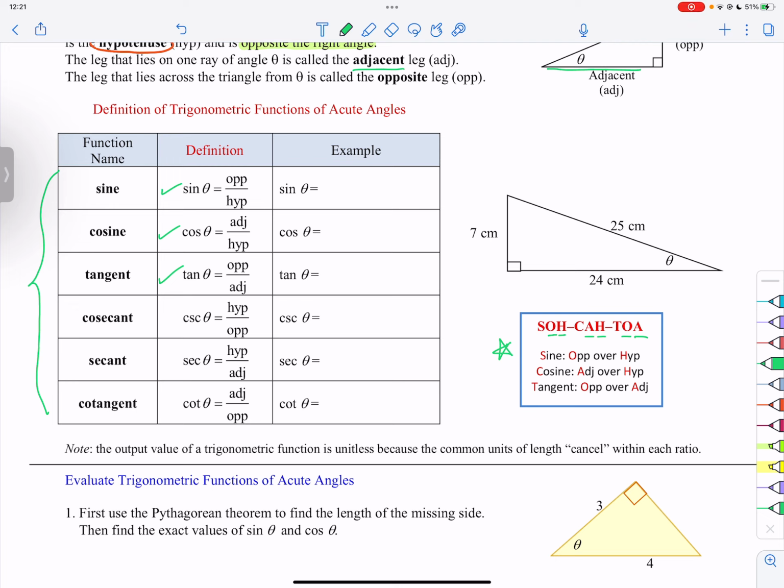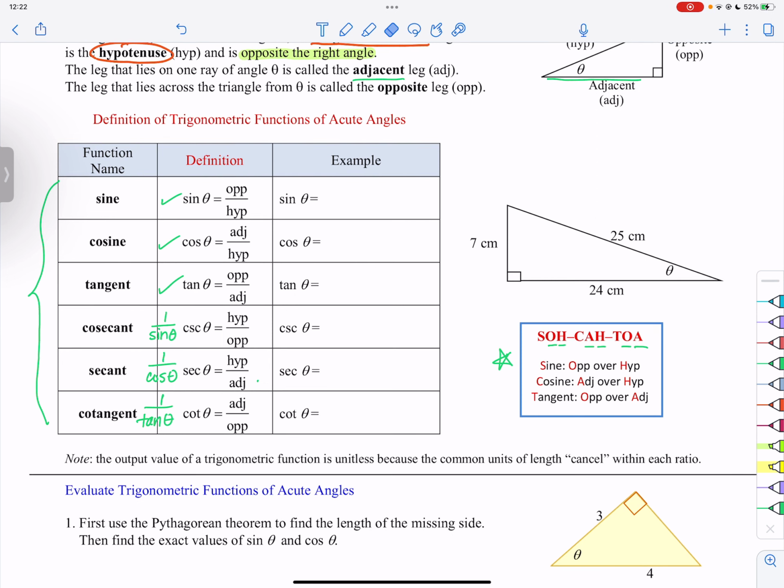Now, what's interesting here, the cosecant, if you look closely, is the hypotenuse divided by the opposite side. So what do you notice? It is the reciprocal of the sine. So really, the cosecant is 1 divided by the sine of theta. Likewise, the secant is 1 divided by the cosine of theta, because the cosine of theta is adjacent over hypotenuse, and the secant is hypotenuse over adjacent. And the cotangent, you guessed it, is the reciprocal, or 1 divided by the tangent of theta. Okay, let's use this example to the right.